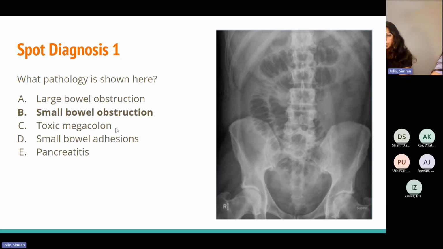Toxic megacolon would be more focal dilation, and it would be bigger than 6 centimeters. So it doesn't quite meet the criteria for this X-ray. Small bowel adhesions is not something you would be able to see on an X-ray, but it is one of the most important causes of bowel obstruction. So it's an important one to know that you'll just be able to see once the patient's opened up in theatre. And for pancreatitis, that would just be looking for calcification in one particular region, like I mentioned before, somewhere up there.